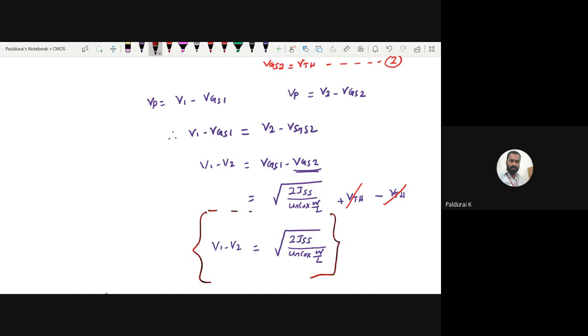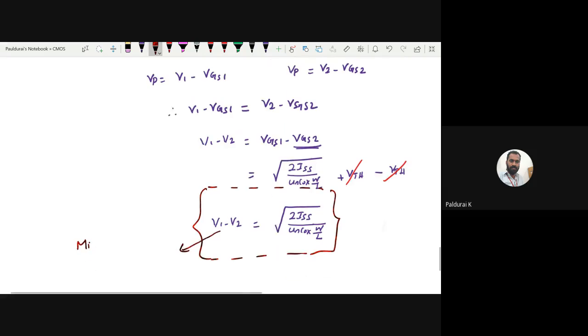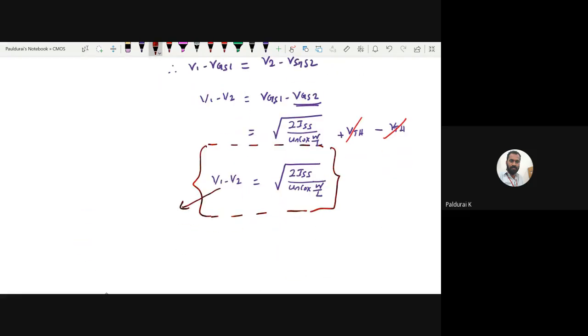You know why? Because this is the minimum. Okay, let me verbalize this. Minimum V1 minus V2. It may be V1 minus V2 or V2 minus V1, right? Since in the expression you can find only constants, 2 ISS divided by mu n Cox W over L. So this is the minimum V1 minus V2 or V2 minus V1, that's why I have taken the modulus, right?